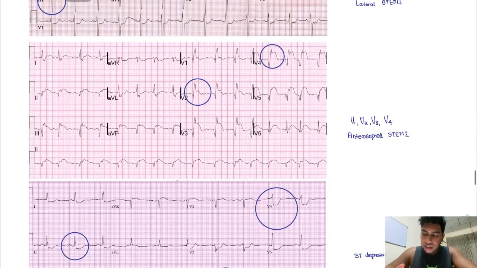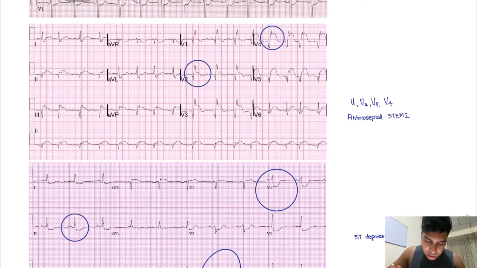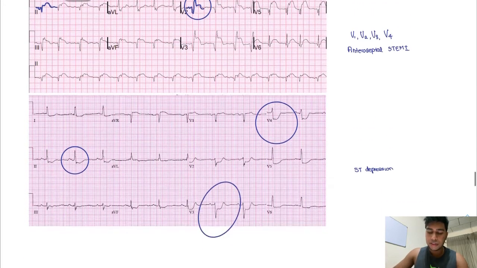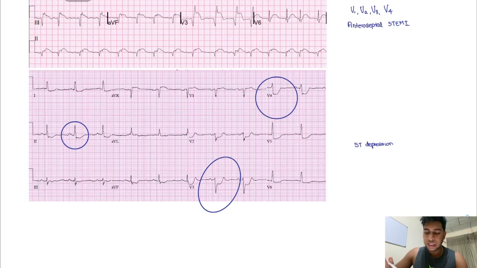Next, anteroseptal STEMI. 1, 2, 3, 4, 5, 6. So 1 to 4 is anteroseptal. You can see the ST elevation here. You can see P, Q, R, S, T. That's fine. But here you can see P, Q, R, ST elevation. Anteroseptal STEMI. These are a bit hard examples, but usually you get very obvious changes.